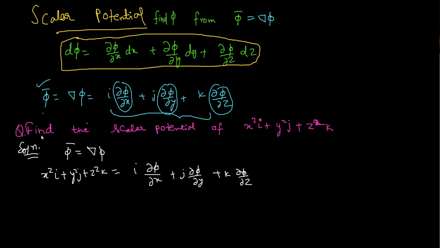Understood? When you compare this i component, you will get del phi by del x is x square, del phi by del y is y square, del phi by del z is z square, right? Compare all these elements and find del phi by del x, del phi by del y, and del phi by del z. After getting this, put all these values here, right?